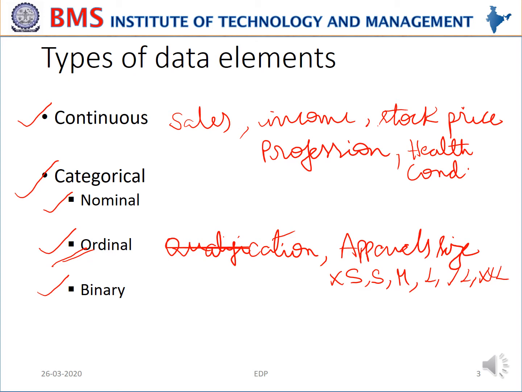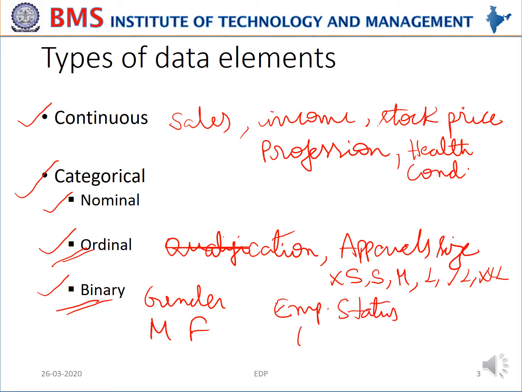And the last type of categorical data element is binary. These are data elements that take only two values. In case of gender, it can take only two values, say male, female, or employment status. In that case, we can say a person is employed or unemployed, right? These are called binary data elements.